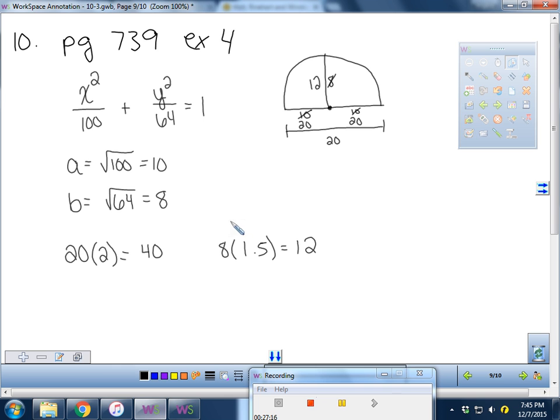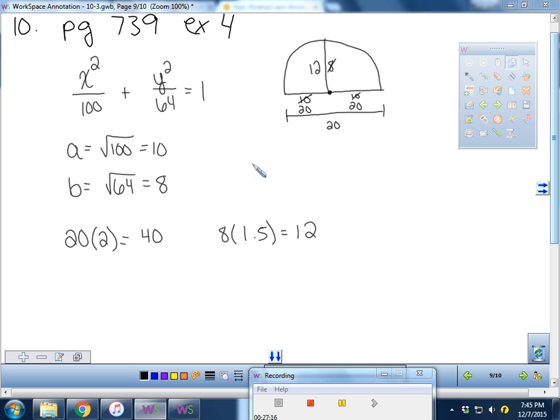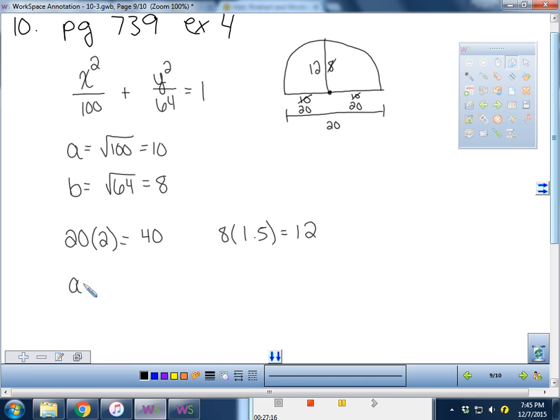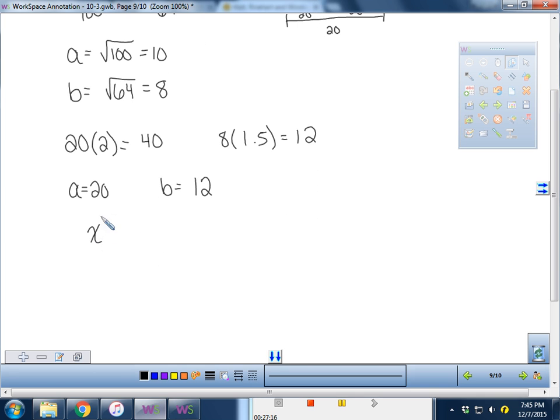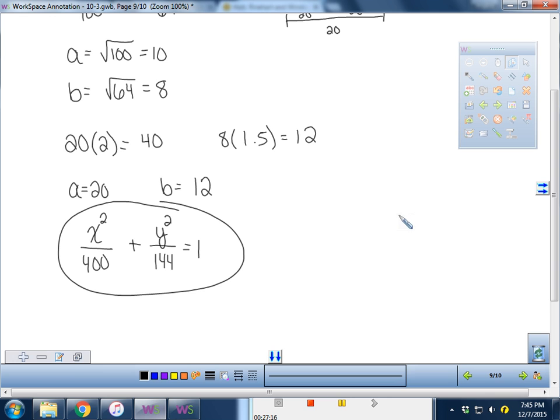Okay. Now I have to write the equation of my new road. Well, I know that 20 is my new A, right? Because that's how far it is from center to the side, so A is 20. And I know that my B is my new thing up here. It's 12. That's how far it is from the center up to the top of my tunnel. So I know that B is 12. So now all I have to do is re-input back in. So I get x squared over 20 squared. 20 squared is 400. Plus y squared over 12 squared. 12 squared is 144 equals 1. And that's the equation of my new one.